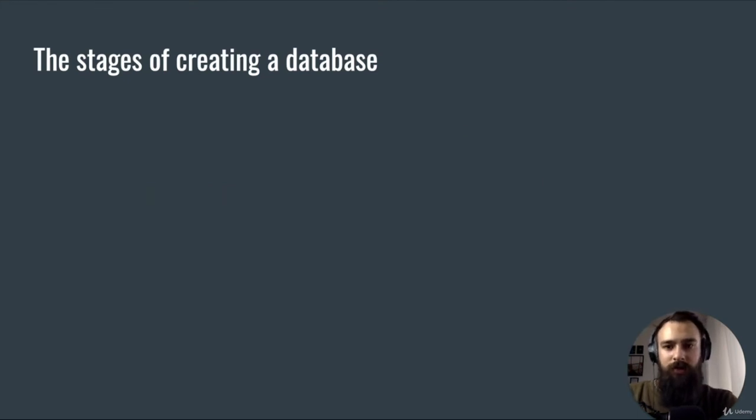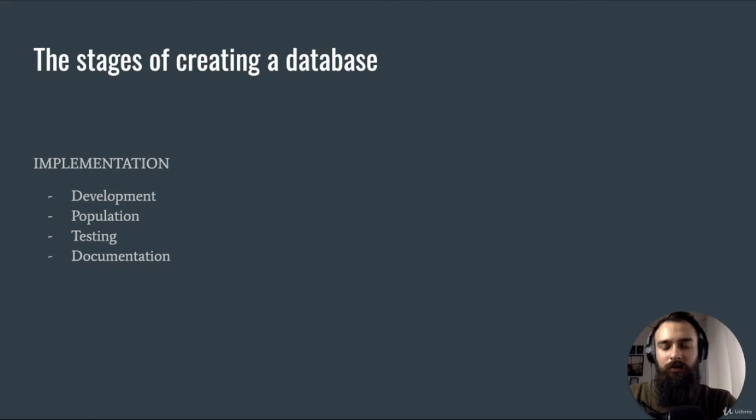The third stage of creating a database is the implementation. Here we develop, populate, test, and document the whole process of implementing the database. In the development stage, we want to create every object that we identified in the analysis phase. We want to write code and create each object and prepare the database to be populated.